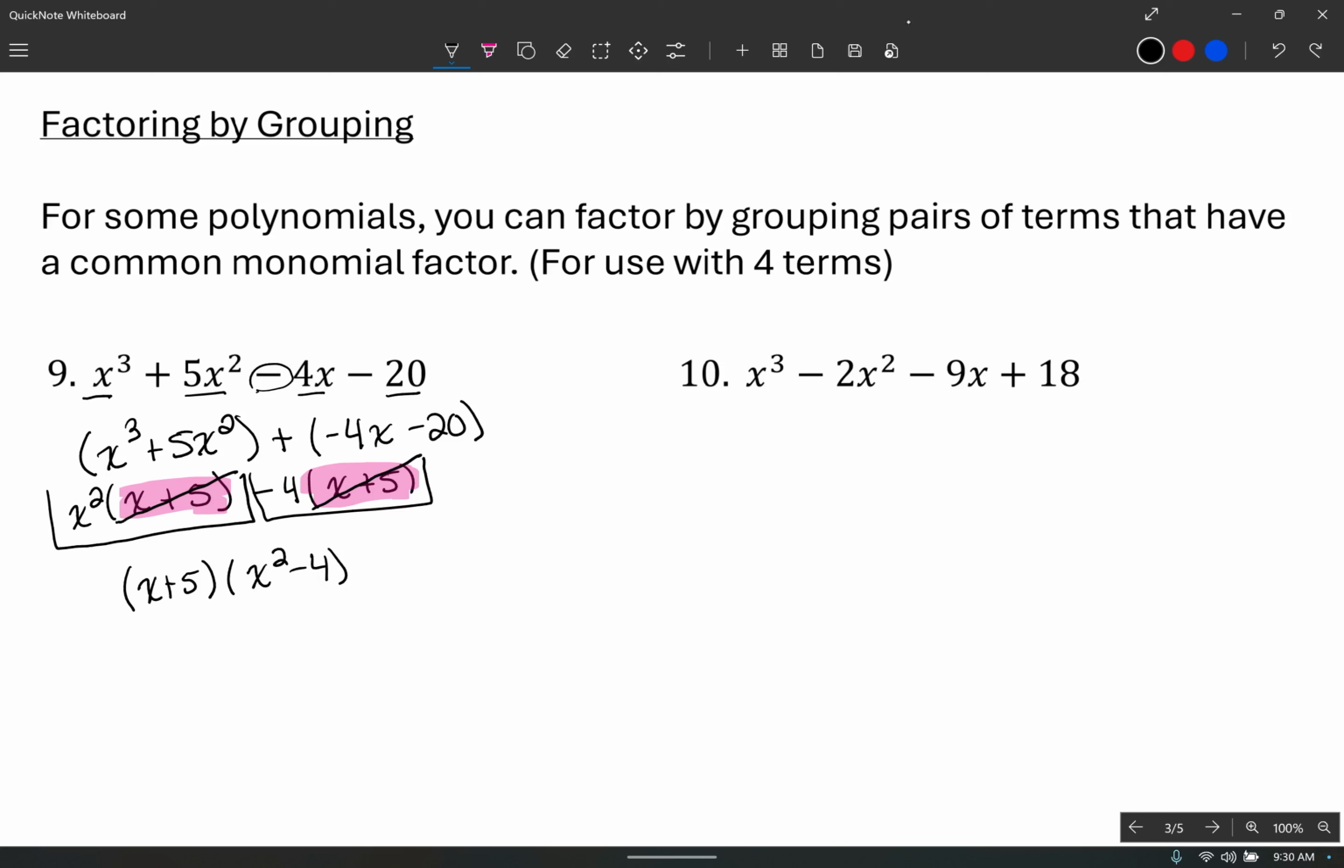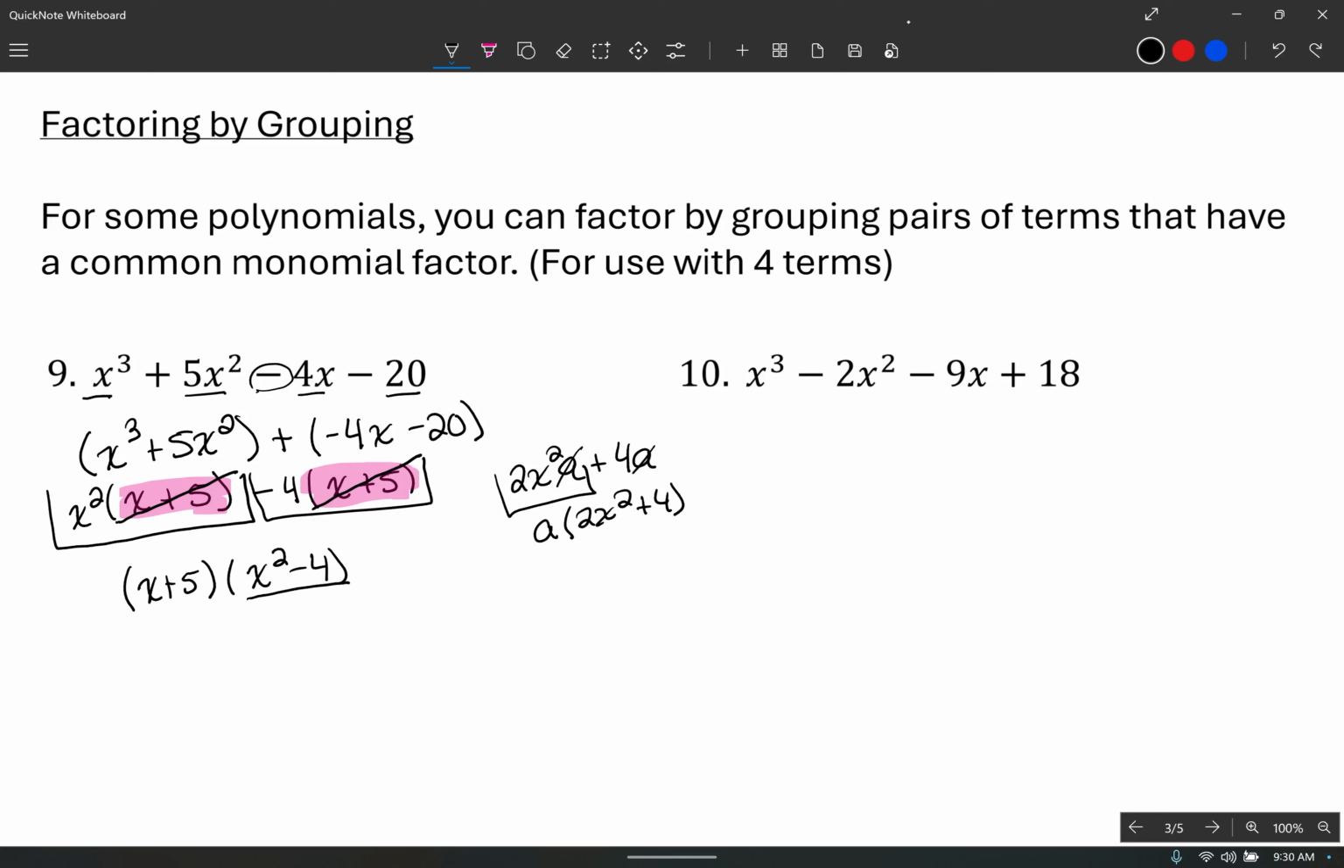It would be the same thing if I said that I had 2x squared a plus 4a. Both of these have an a, so I would take the a out, and I would be left with 2x squared plus 4. So it's the same thing. It's just a little bit different because it has that binomial. Then you're going to look to see if you can factor what's left over.